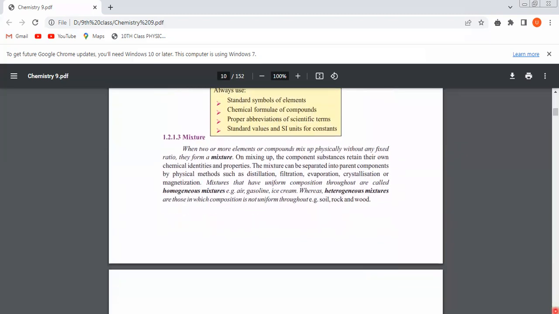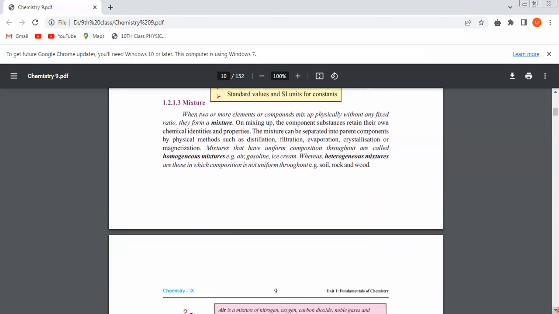Mixture: when two or more elements or compounds mix up physically without any fixed ratio, they form a mixture. On mixing, the component substances retain their own chemical identities and properties. A mixture can be separated into its parent components by physical methods such as distillation, filtration, evaporation, crystallization, or magnetization. Mixtures that have uniform composition throughout are called homogeneous mixtures, for example air, gasoline, ice cream. Heterogeneous mixtures are those in which composition is not uniform throughout, for example soil, rock, and wood.